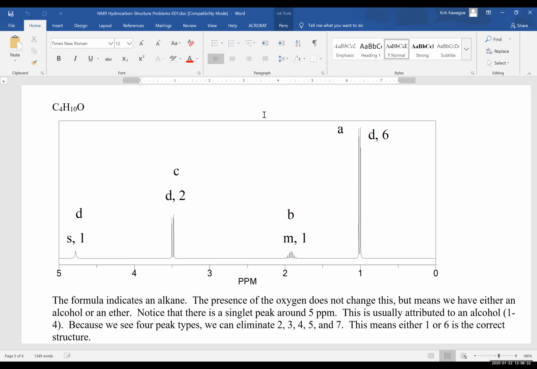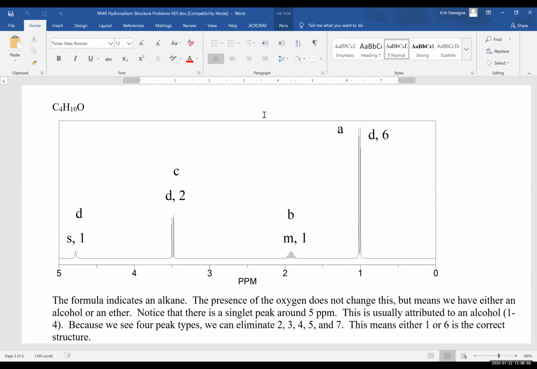So you can see that is the alcohol, right? And then you have 6 that are a doublet, and then you have a multiplet down here of 1, and then you have a doublet of 2. So you have to figure out what structure would give you that. I'll just draw this on the board.